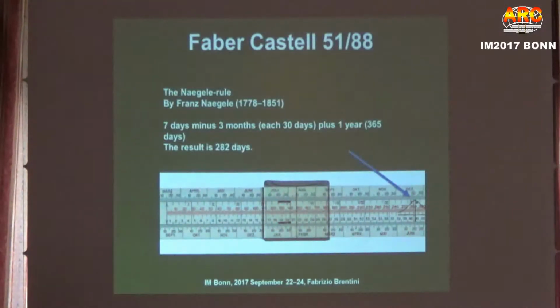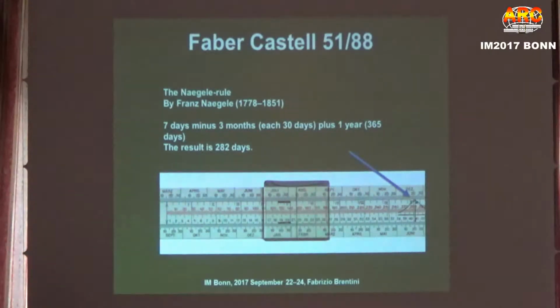Sorry, the average length of pregnancy is 282 days. This is known as the Naegele rule. Franz Naegele was a gynecologist from Heidelberg who lived from 1778 until 1851. The above result can be gained by applying the following formula: 7 days minus 3 months plus 1 year.